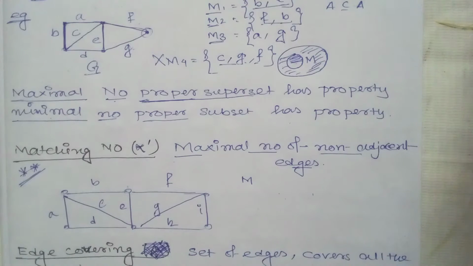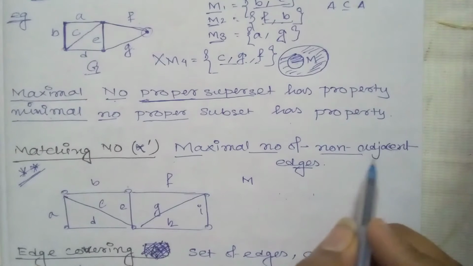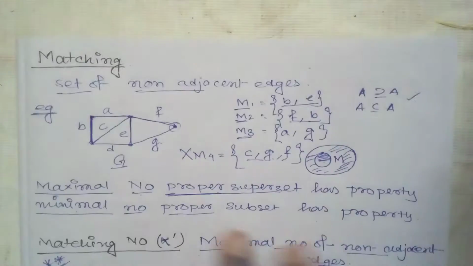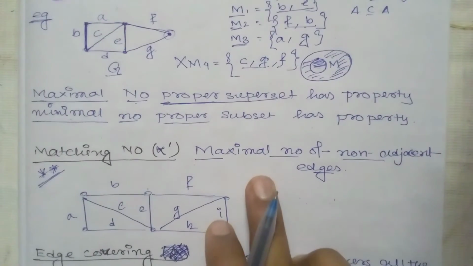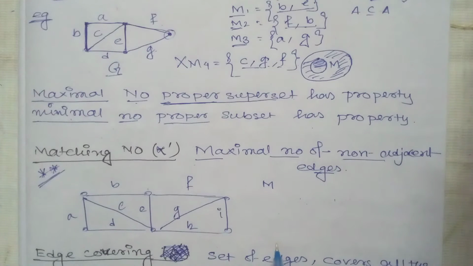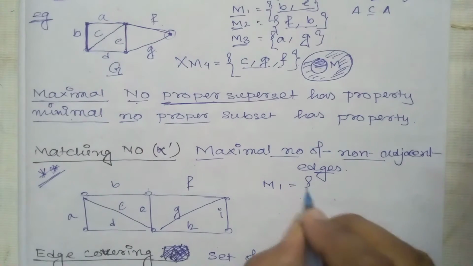We can say it another way: the matching number is the maximum number of non-adjacent edges. A little while ago we defined a set of non-adjacent edges as a matching, so we can say a maximum matching, or a matching that contains the maximum number of edges, is equivalent to the matching number. I think you have got my point.